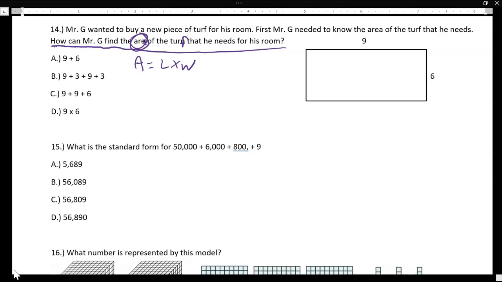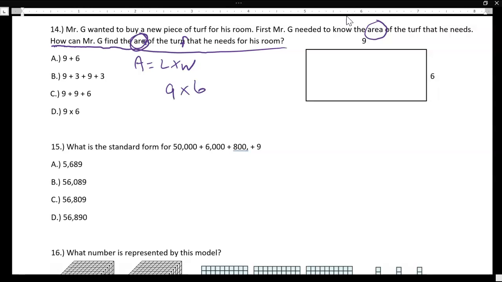Mr. G wanted to buy a new piece of turf for his room. Mr. G needed to know the area of the turf that he needs. So, if we look at our shape, do we know the length and the width? Yes, we have 9 and 6. So our formula would be 9 times 6.